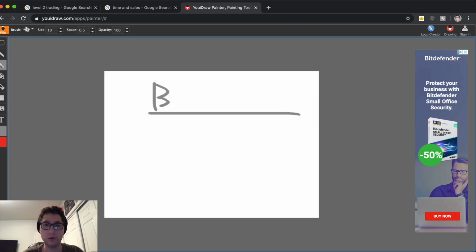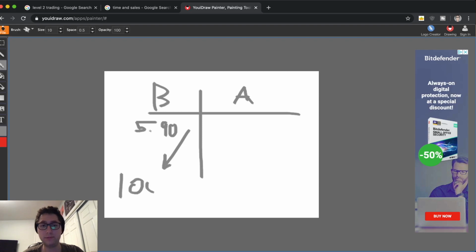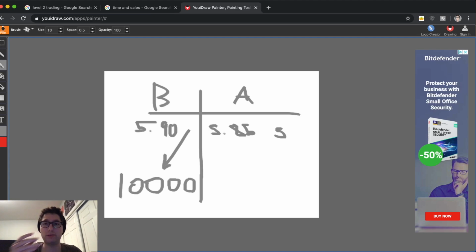So we can draw it out real quick. These are just hypothetical numbers, but let's say you have a stock at 590 on the bid, with 1,000 times 100 shares, and then you have 585 on the ask with like 5. Obviously this doesn't make sense in market economics. You wouldn't have a bid higher than the ask, especially with 1,000 times 100 compared to 500.